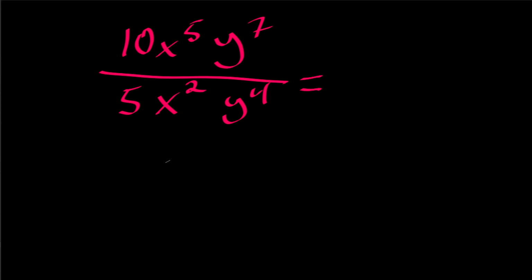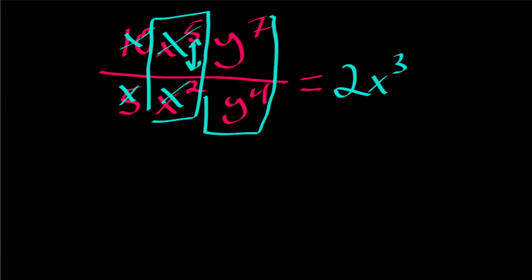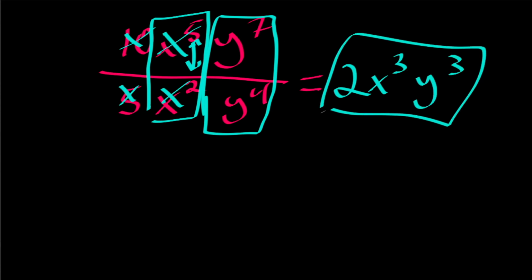All right, try that one. So once again, first thing we're going to do is divide our coefficients. 10 divided by 5 is 2. Then we're going to get rid of those, and we can divide our x's now. Because once again, x and y, that's not going to be able to be simplified. So x to the 5th divided by x squared. Once again, we subtract these two numbers. So 5 minus 2 is going to give us x to the 3rd. Then we get rid of those. And lastly, we're going to do the y's. So y to the 7th divided by y to the 4th is going to give me y to the 3rd because I subtract my exponents.